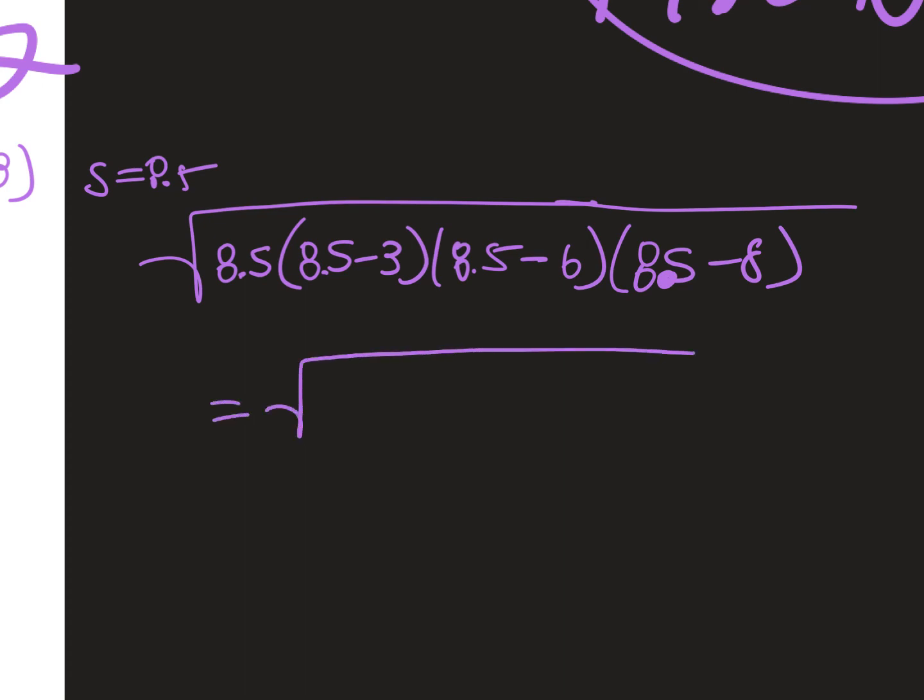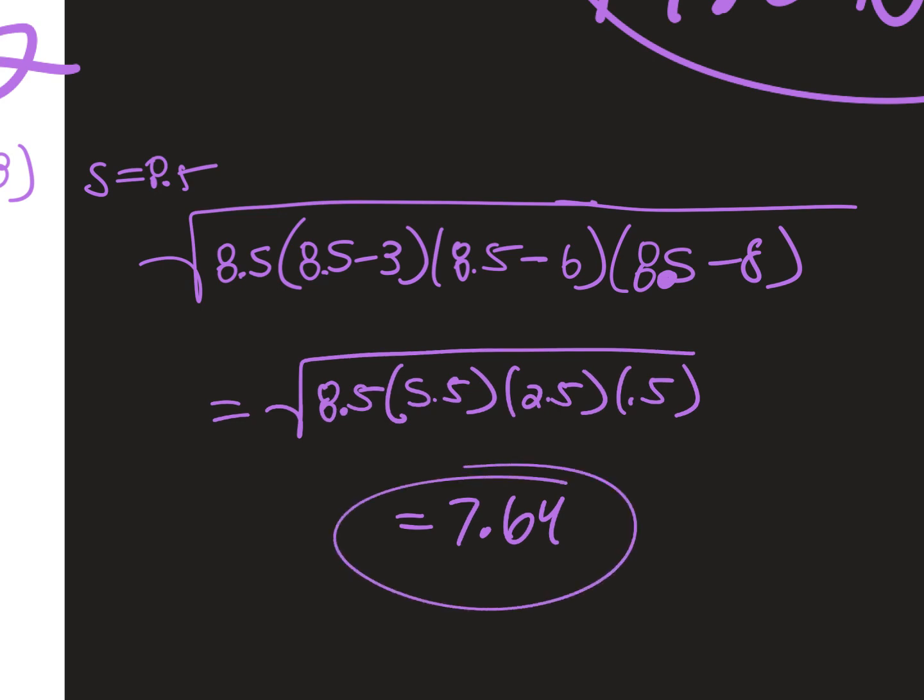Again, multiple choice, so you don't have to show all of your work. You can just do it in your calculator, but I'm going to work this out like this. So I have 8.5 times 5.5. 8.5 minus 6 gives me 2.5, and then 8.5 minus 8 gives me 0.5, right? So now in your calculators, square root of 8.5 times 5.5 times 2.5 times 0.5, and you come out with about 7.64.